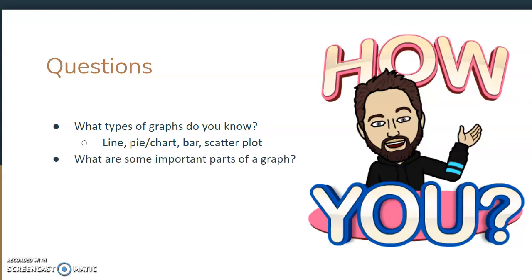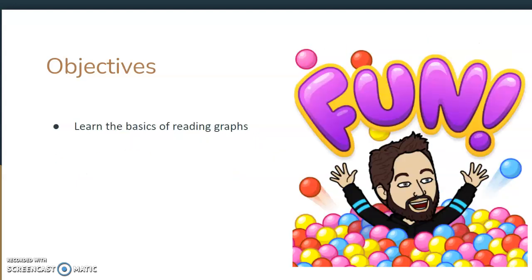And then what are some important parts of graphs? We've even refreshed on this a little bit throughout the year, but some important parts I can think of are the title, the labels on the axes, the scale, and the key. So we'll be talking through each one of those. But today we just want to learn those basics, graphs, and how to read them, what they mean, so that at any time we can look at a graph and say, all right, I understand the information that this is telling me. And then we're going to practice answering just a couple simple questions from our sample graphs.